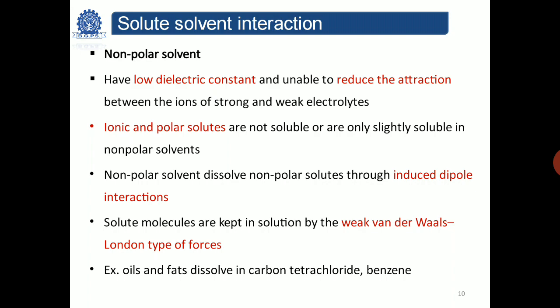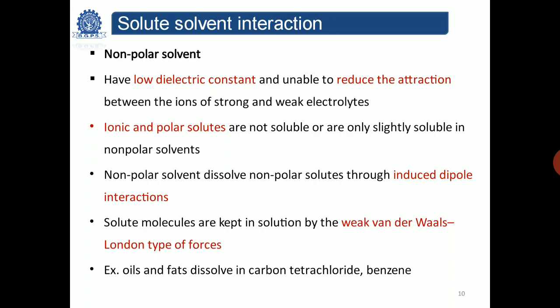For example, oils and fat dissolve in carbon tetrachloride and benzene. Now we know that oils or fats are non-polar in nature. These are non-polar because they do not have solubility in water. Their dielectric constant is also less. Dipole moment is also less. So oils and fats are non-polar in nature. So they dissolve in carbon tetrachloride, which is a non-polar solvent, or benzene, which is a non-polar solvent. So like dissolves like. Oils and fat easily dissolve in carbon tetrachloride or benzene.